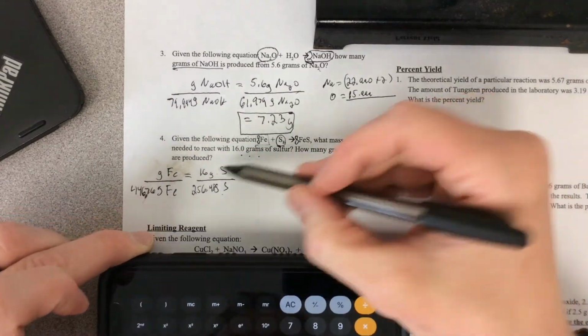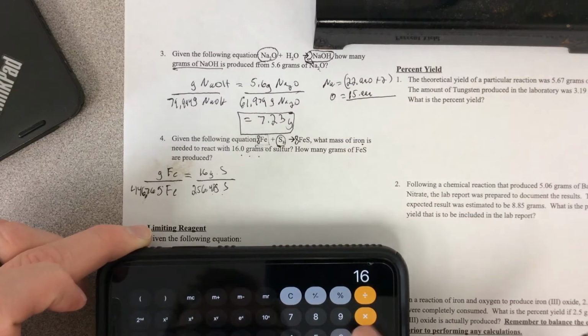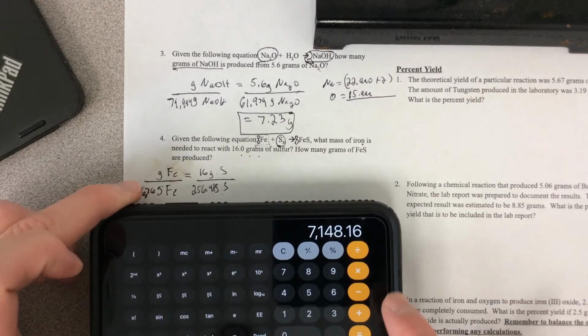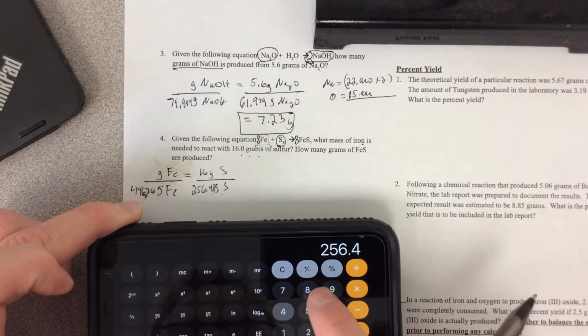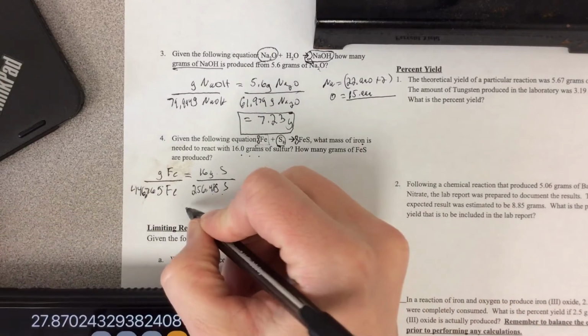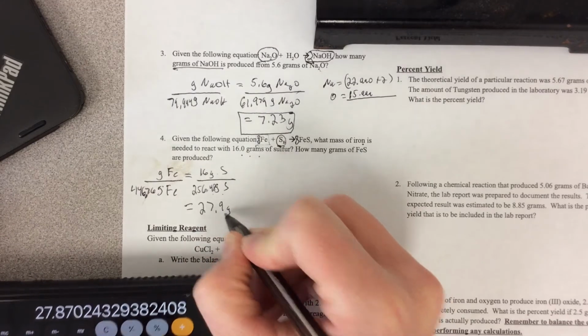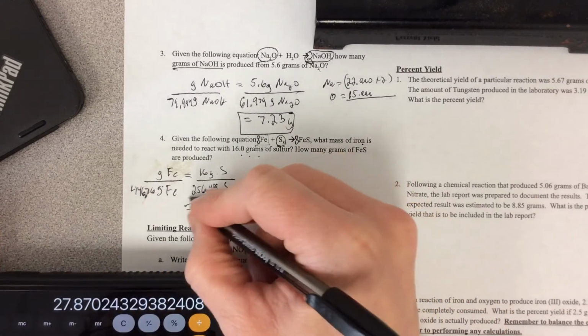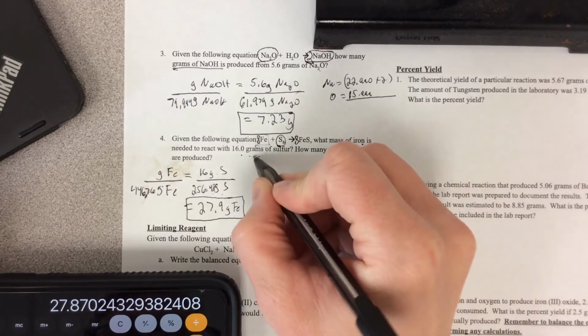So all I got to do now is simply cross multiply, divide, and solve for x, or solve for my unknown variable. So 16 times 446.76. And I hit equals before I hit divide. Divide by 256.48. And that gives me an answer of 27.9. I'm going to round that up, grams of iron. So that's the first question.